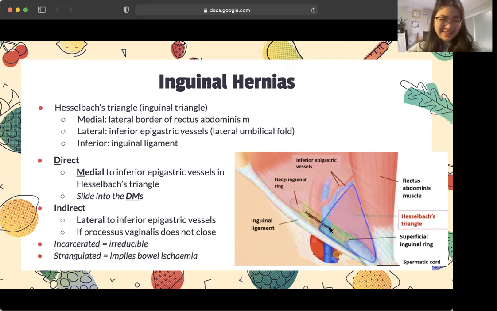So we do want to be aware of some terminology that can be used with inguinal hernias. If it's incarcerated, all that means is it's irreducible. So when they lie down and you try and push it in, it doesn't just slide in really easily. If it's strangulated, this is bad. It implies bowel ischemia. It's really caught there and blood's just not circulating there anymore.